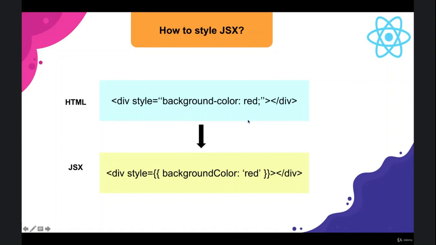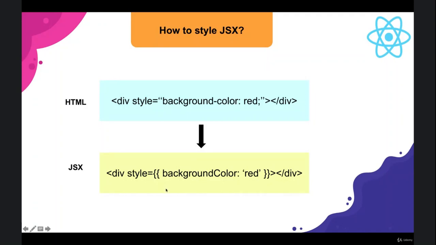In order to apply that to JSX elements, we're going to change the syntax just a little bit. So we're still going to say style equals, but after that, we're going to place two curly braces in a row. The outer curly brace right there indicates that we want to reference a JavaScript variable inside of our JSX. And the second curly brace right there is meant to denote a JavaScript object.